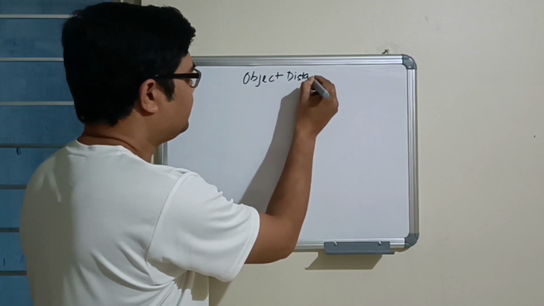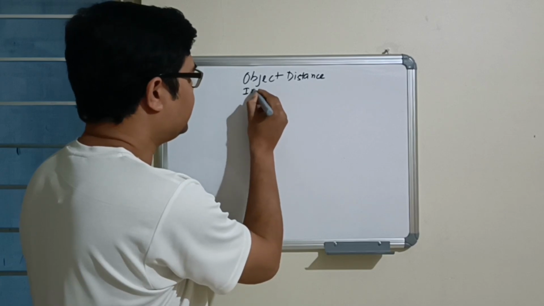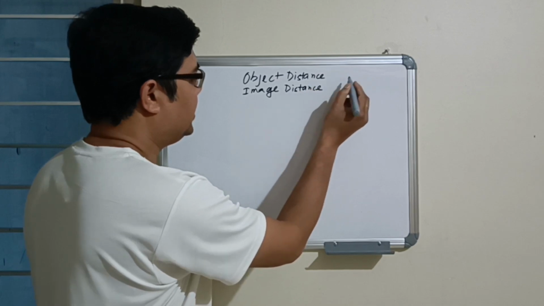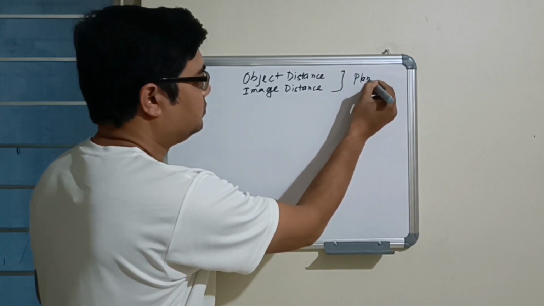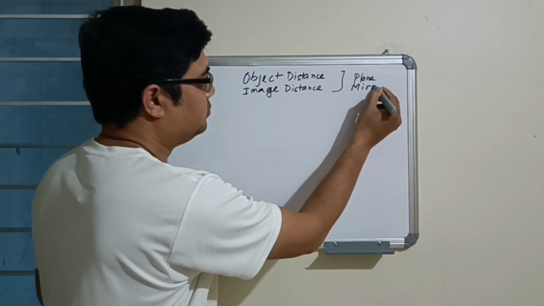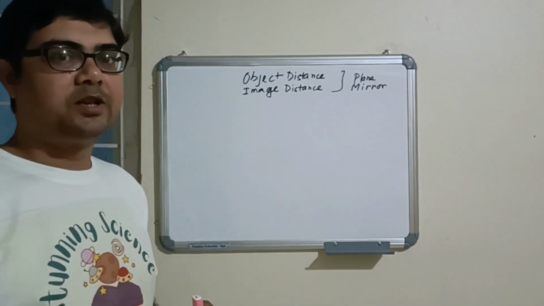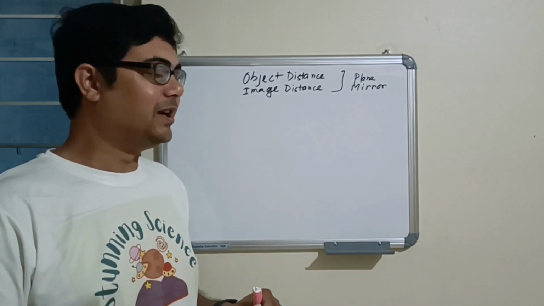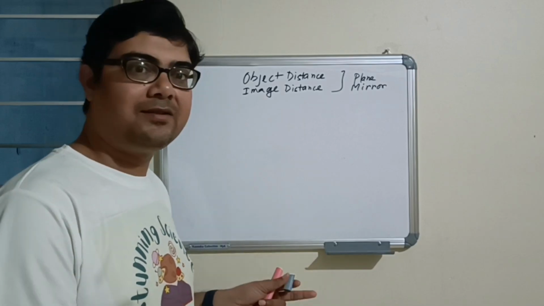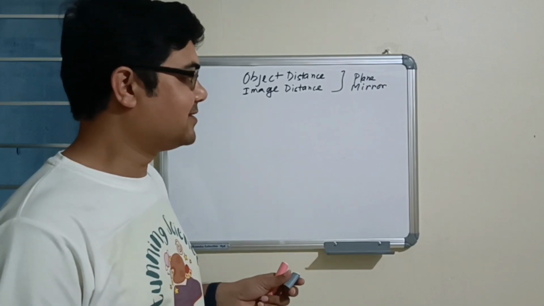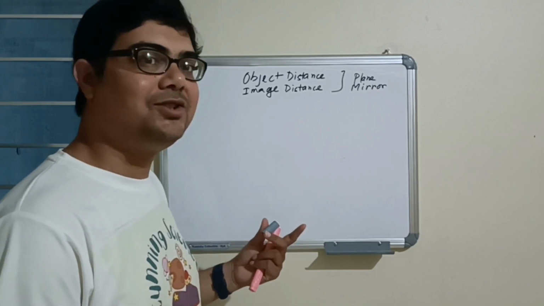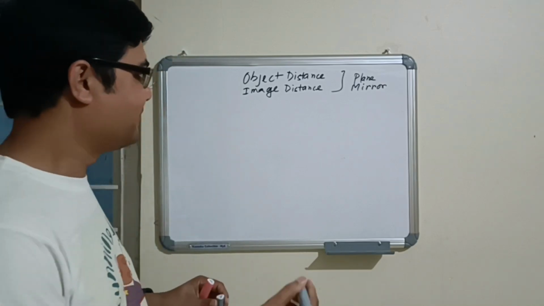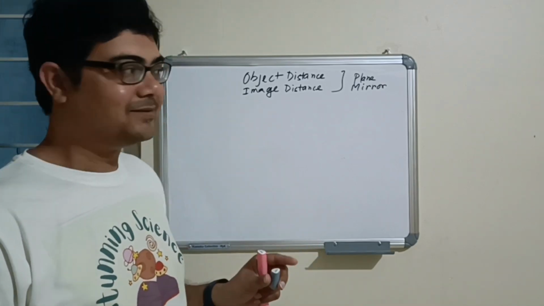Object distance and image distance in a plane mirror. This concept is very important to solve any mirror problems. It is very easy, and let us see the concept of geometry, and I'll apply those things, and we'll check how to prove that. For that you need a plane mirror.